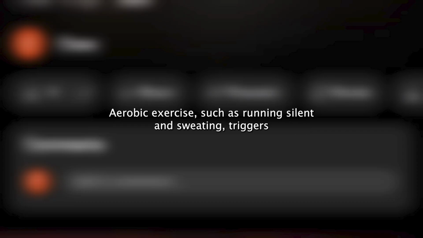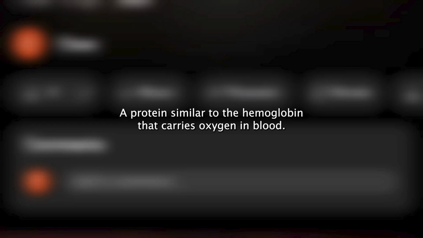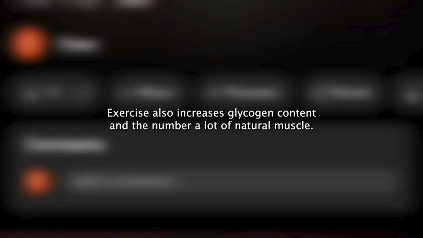So what? Why is it important to understand how muscle fibers generate the ATP required for contraction? Well, this knowledge is crucial for understanding exercise physiology. Aerobic exercise, such as running, cycling, and swimming, triggers our blood to carry more oxygen by increasing red blood cell count, and our muscles to store more oxygen and myoglobin, a protein similar to the hemoglobin that carries oxygen in blood. Exercise also increases glycogen content and the number of mitochondria in muscle.